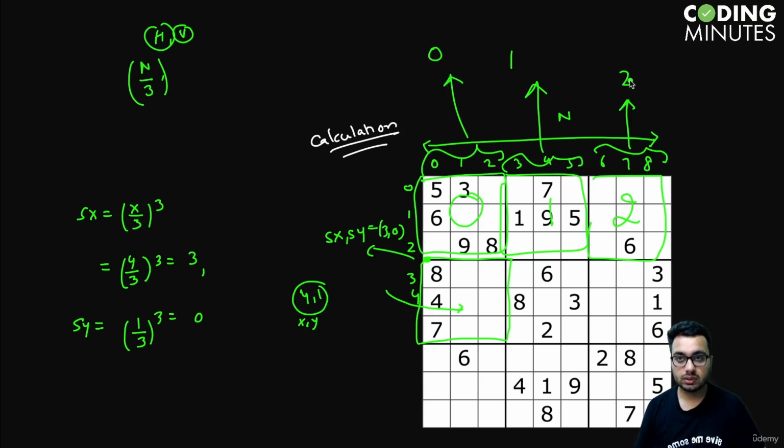From this 2, you can see the starting point is at 6. So how do you get 6? You multiply it by 3. For this one, you see the starting point is 3. How do you get this? You multiply it by 3. So this gives us the starting points.